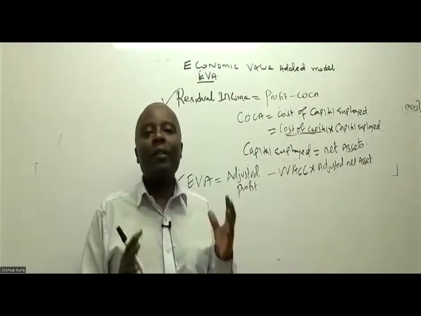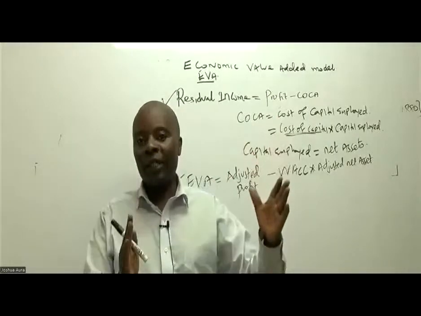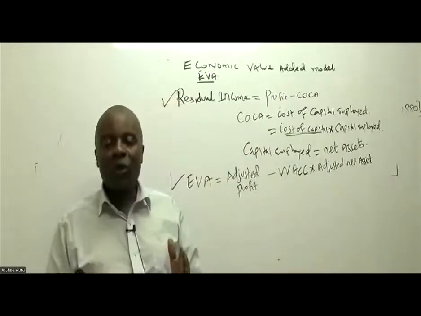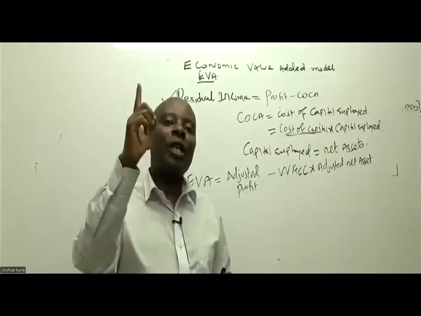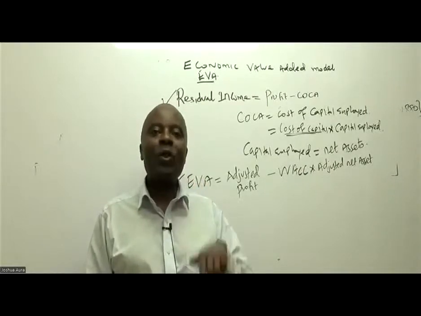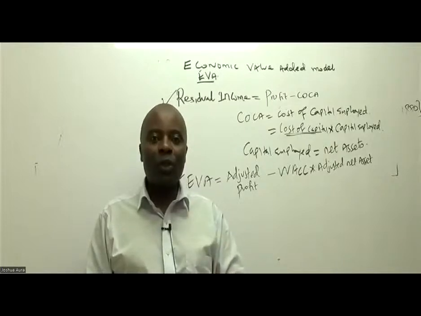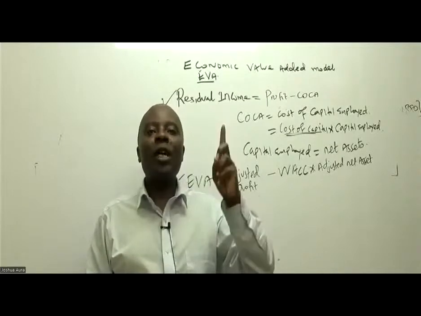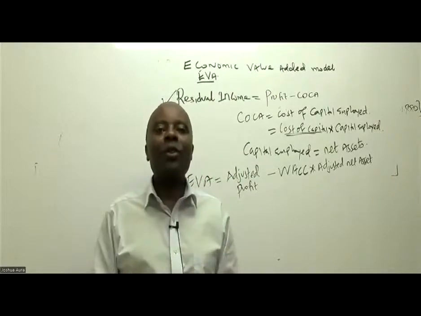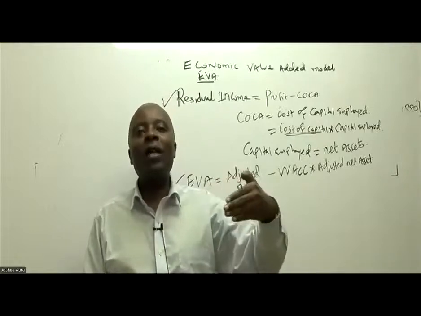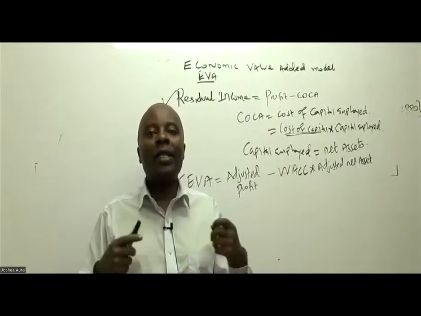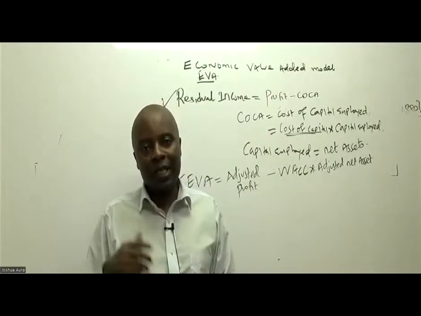Remember, number one, EVA is a futuristic model. So any expense that you incur today which has got future economic benefits, according to the EVA model, you should never punish managers who incur such expenses. Never ever punish them. Actually encourage them. And that is why we normally say that EVA is a long-termism model.